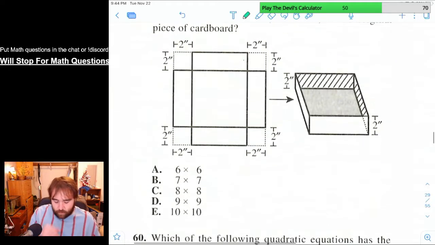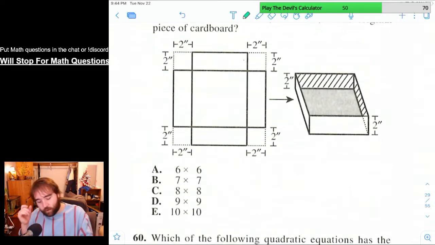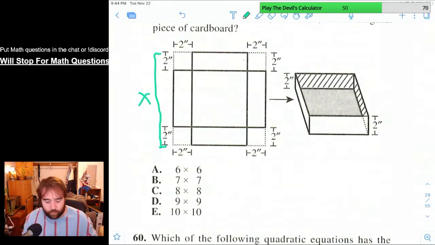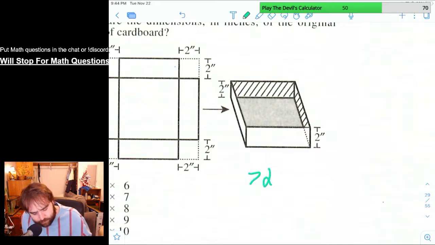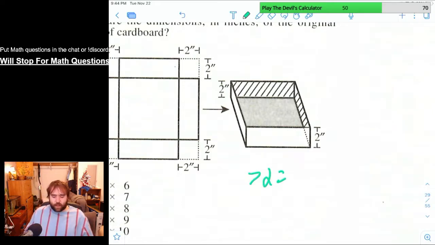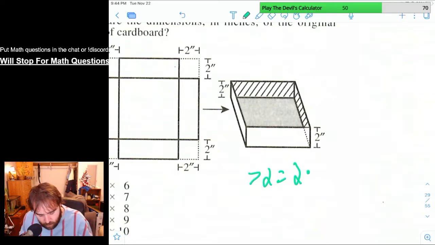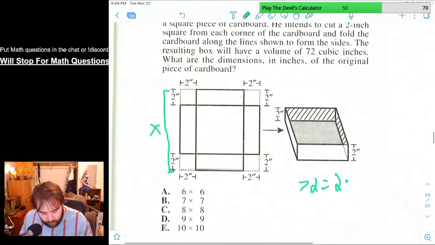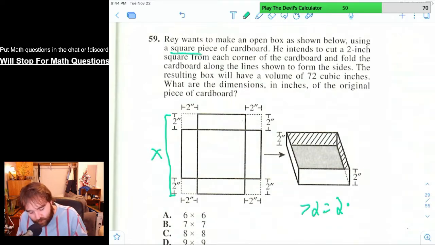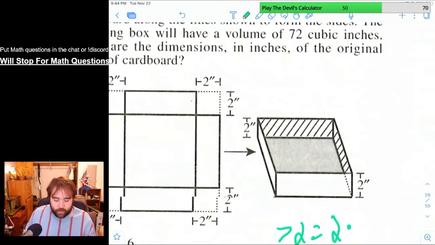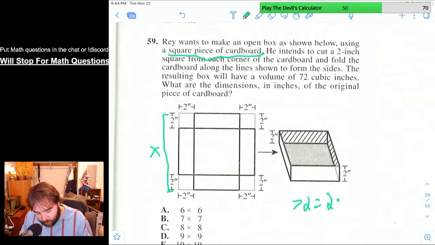Oh, wow, that's interesting. So we're looking for this, our X that we want to find. But let's look at this box and let's say what's the volume of this box. It's 72. Volume of a box is length times width times height. So we see the height is going to be 2. It's a 2-inch square, since he's using a square piece of cardboard. He's starting with a square. The dimensions of this box don't show it very well, but the length and width are the same.